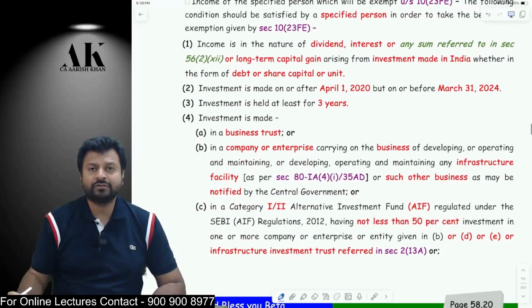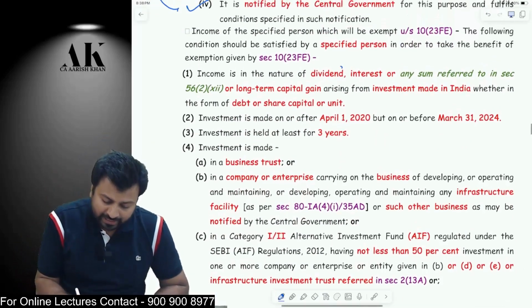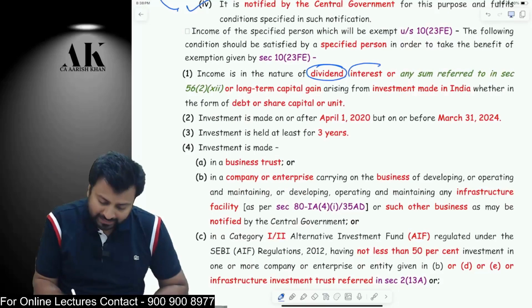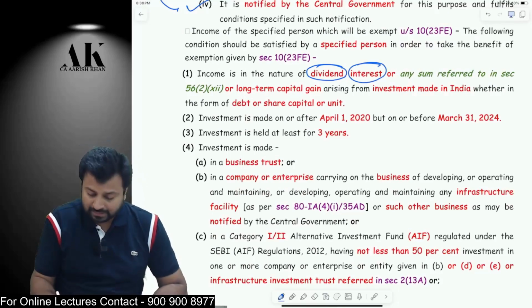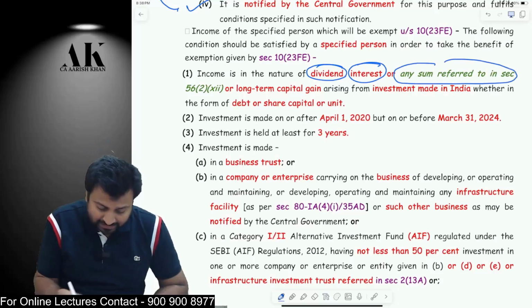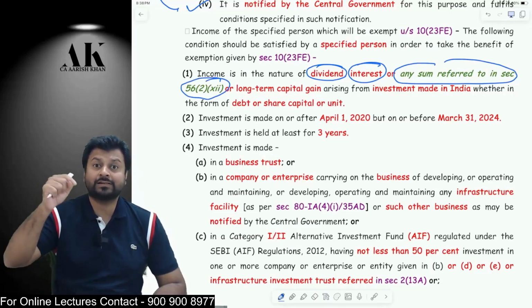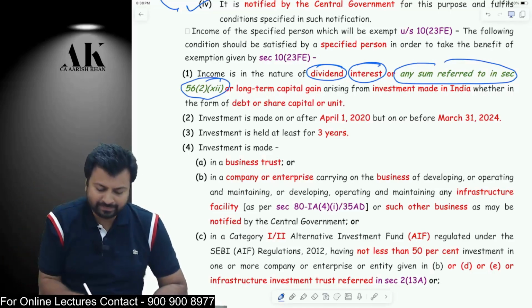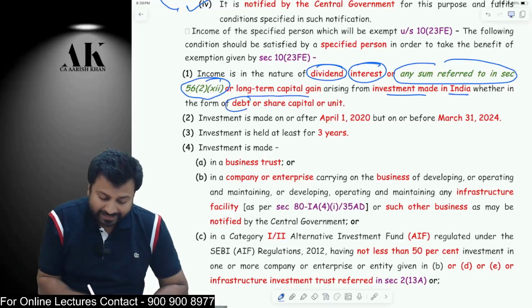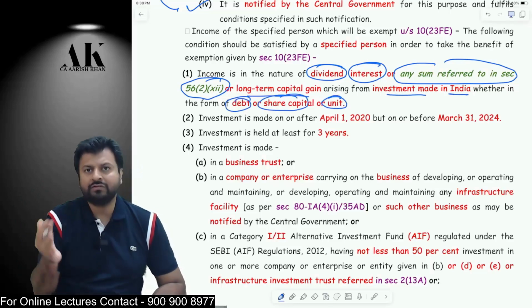Now, which incomes of the specified persons are exempt? The dividend income of a specified person is exempt. The interest income of a specified person is exempt, and certain incomes which were amended by Finance Act 2023 under section 56(2)(12), which is business trust income. Business trust income is exempt, and long-term capital gain is exempt from investment made in India in debt, in share capital, or in units of a business trust.